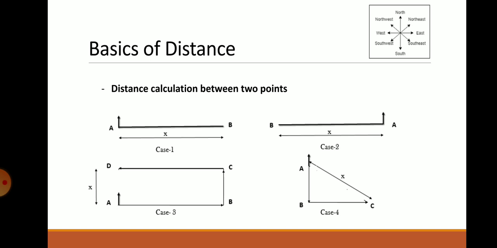In the second case, suppose you are standing at point A, and it is said in the problem that you have moved towards your left side by distance x, then you have to draw the line AB towards your left, that is towards the west, if you are facing north. This is case 2. Case 3, in that it is shown that you have moved a certain path.